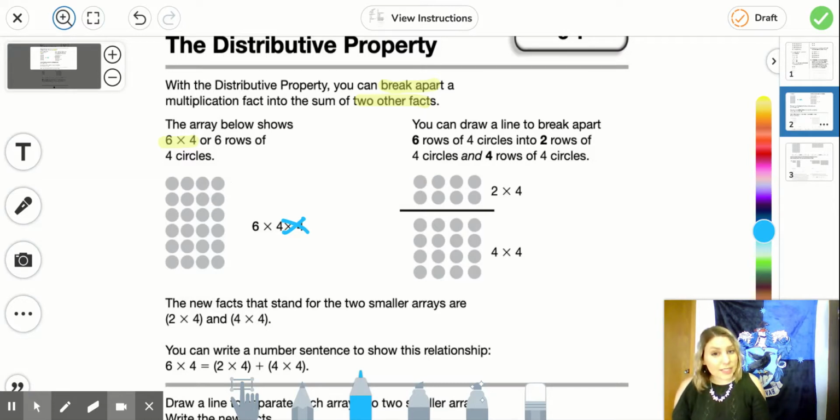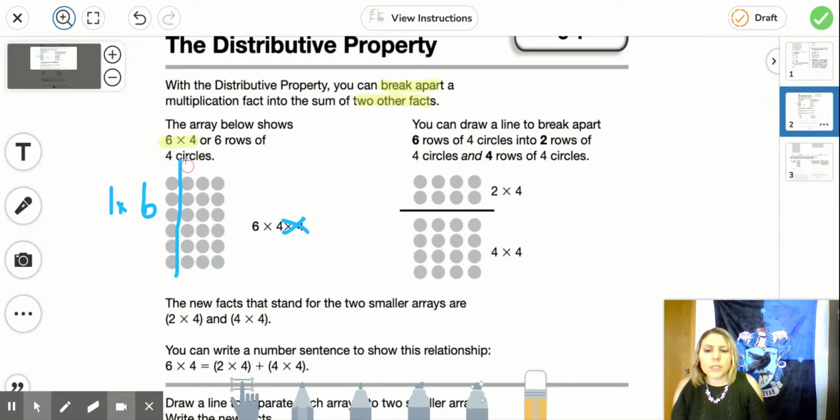We don't really know our 6's yet, and we don't know our 4's yet. So it can be easier to break it apart. They broke it apart this way to be 2 times 4 and 4 times 4. You still have 6 rows, but they broke it to be 2 rows and 4 rows. You could have also broken it vertically this way, so that you have 1 row, and that row has 1, 2, 3, 4, 5, 6. And then you have 1, 2, 3 rows. Whoops, I think I broke it the wrong way. Sorry.